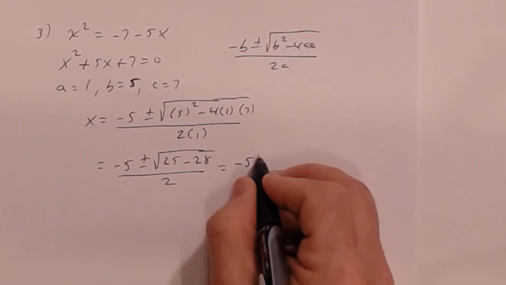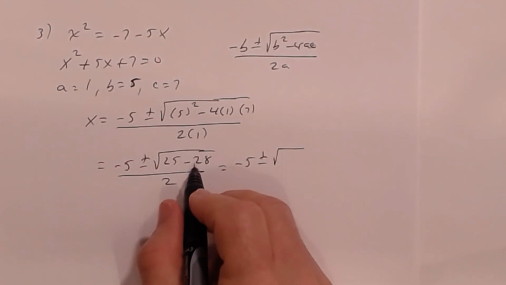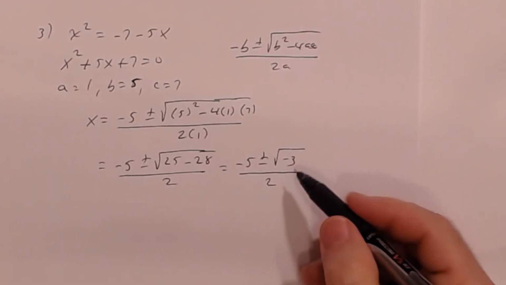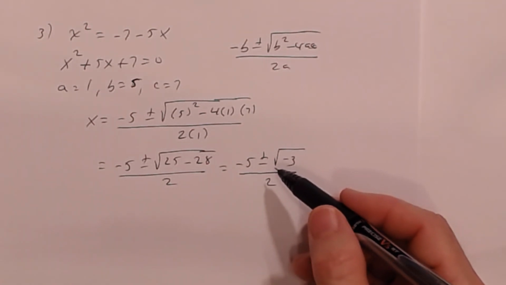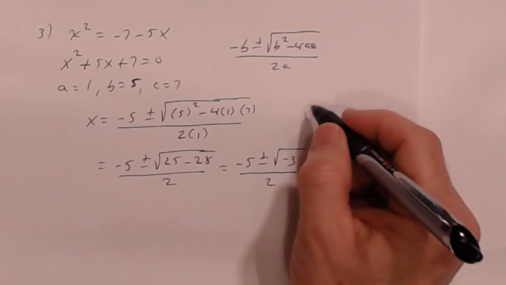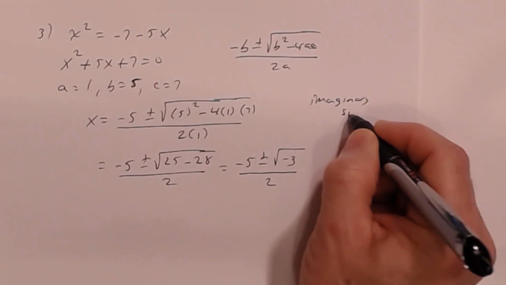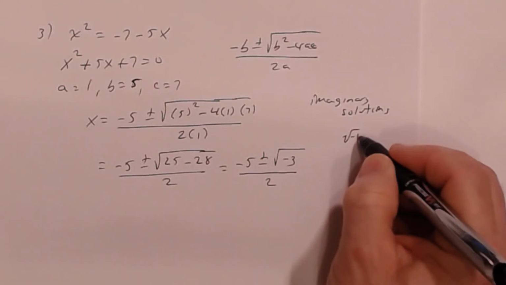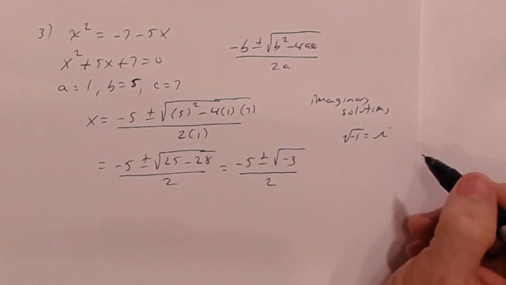So I get negative 5 plus or minus the square root of, all right, now 25 minus 28 is a negative 3, all divided by 2. All right, now remember, the square root of a negative 3 is not a real number. So what I'm going to end up with here are imaginary solutions. That's what I end up with, imaginary solutions. You've got to remember that the square root of a negative 1 is defined to be i. Square root of negative 1 is defined to be i.